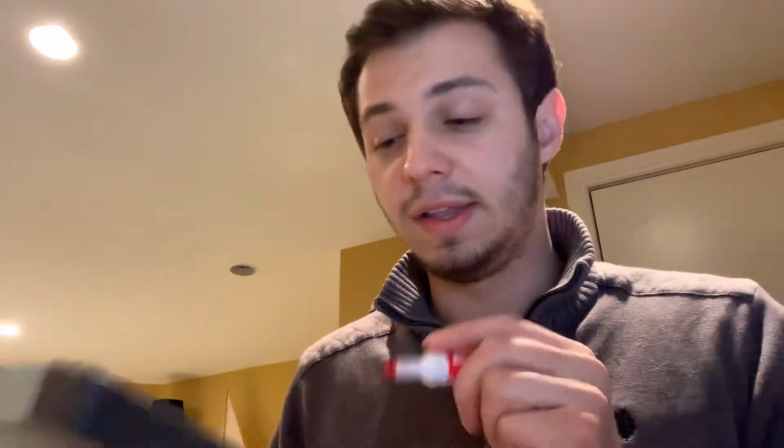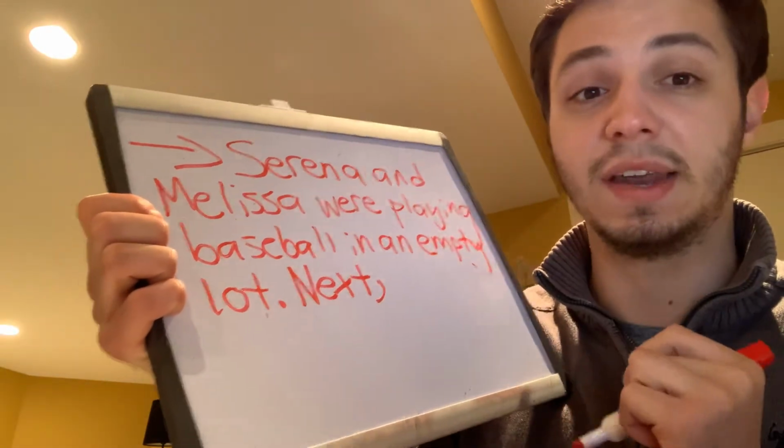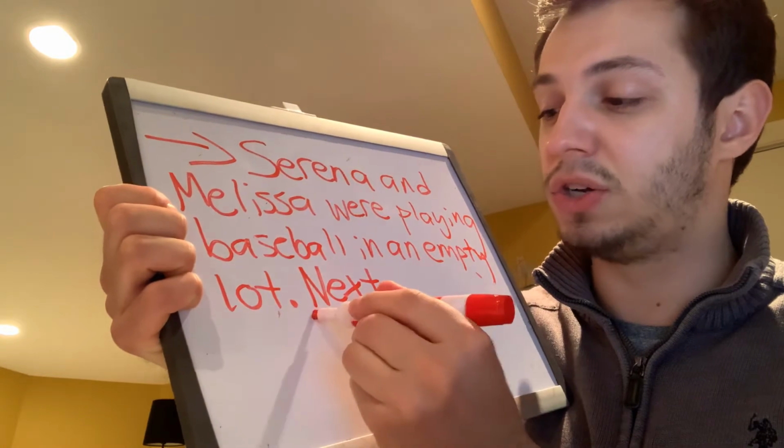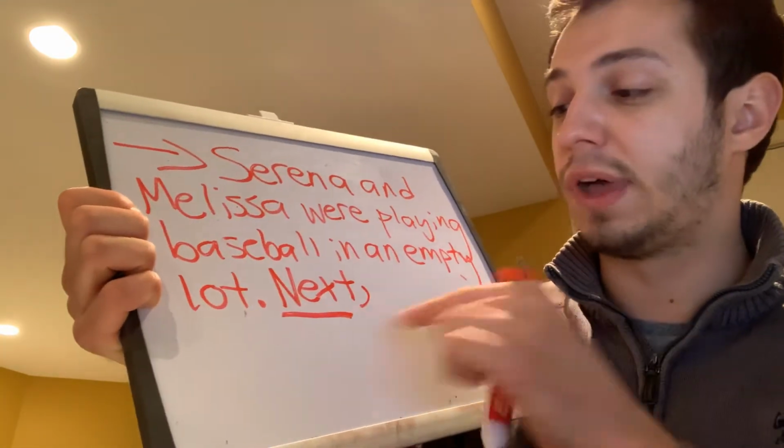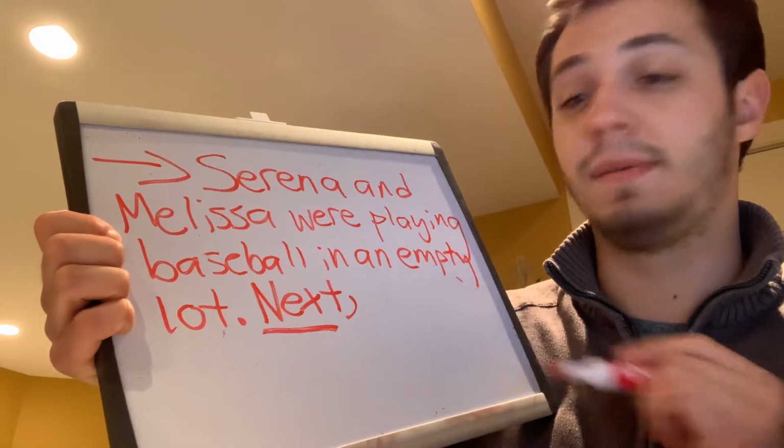So we have Serena and Melissa were playing baseball in an empty lot. Maybe we can write next. So that'll be our part that tells when. Remember, after our part that tells when, I need to add a comma because the part that tells when is at the beginning of the sentence. So I'm just going to underline this word to show that this is one of our words that is a part that tells when. And remember, I need my comma because it is at the beginning of our sentence.